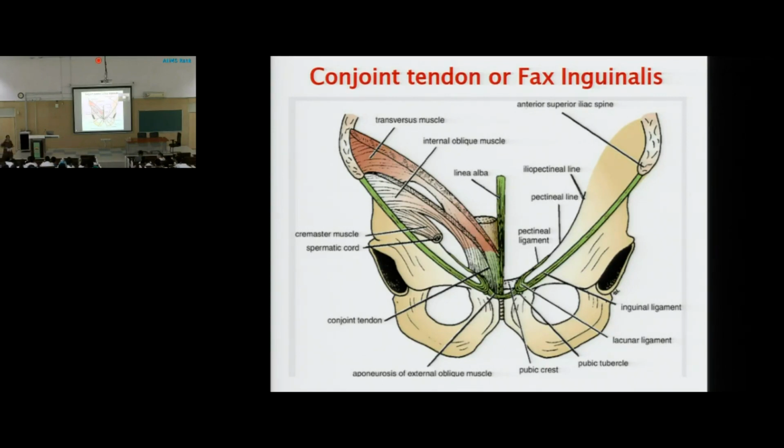समझ आया conjoint tendon का concept? ठीक है? तो conjoint tendon is there, which is going to protect the superficial inguinal ring from behind.